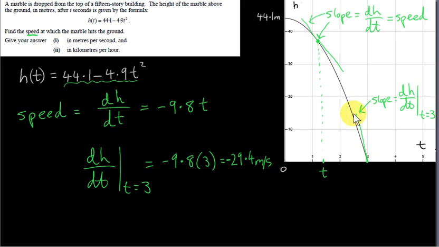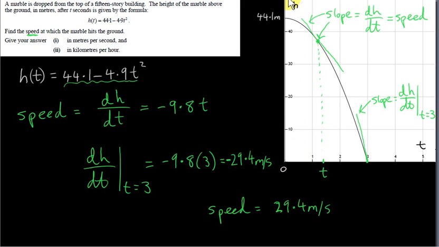So that tells us that the speed is actually negative. That's true if the object is falling down. See, upwards is positive in this graph. So if the object is falling down, then its velocity has a negative sign, but we're not interested in the actual sign, we're just interested in the magnitude of this quantity. So the speed, we say, is 29.4 meters per second. We're not interested in the actual sign. The sign just indicates the direction of motion.